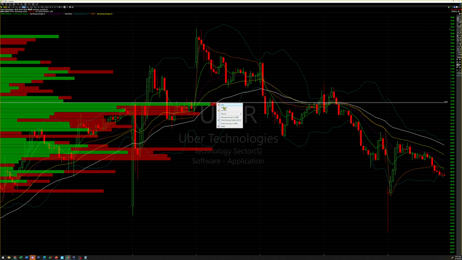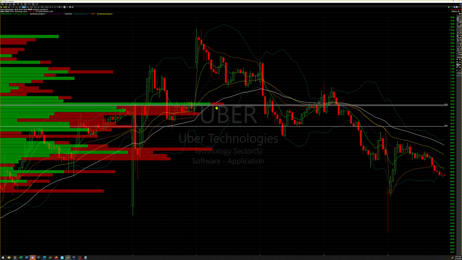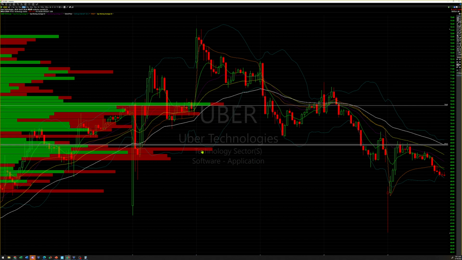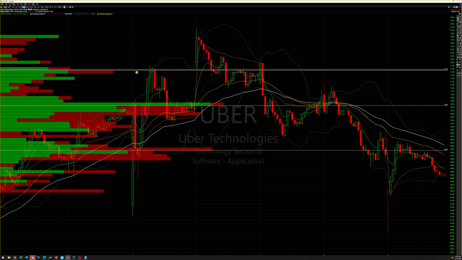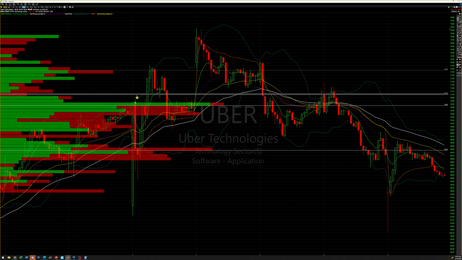Pretty obvious where these are, right? These are your main levels, and then again, make these smaller just so I know. Yeah, there's a little bit of support here, but it's not quite as thick as these other ones.